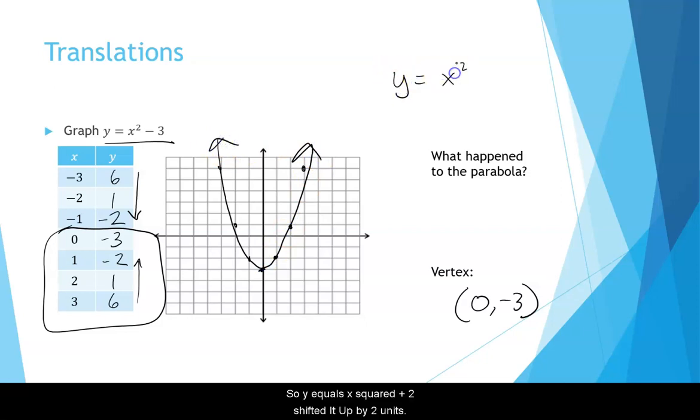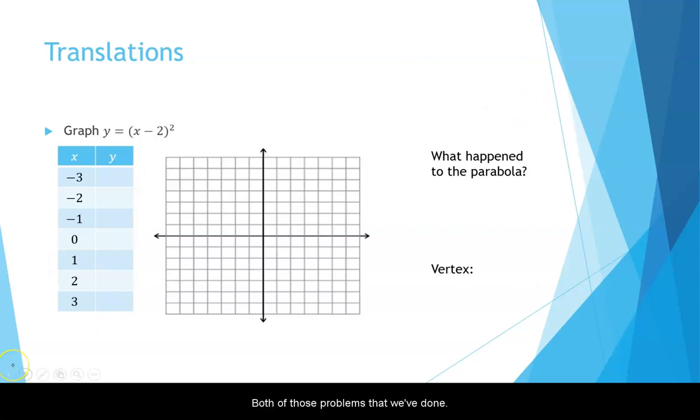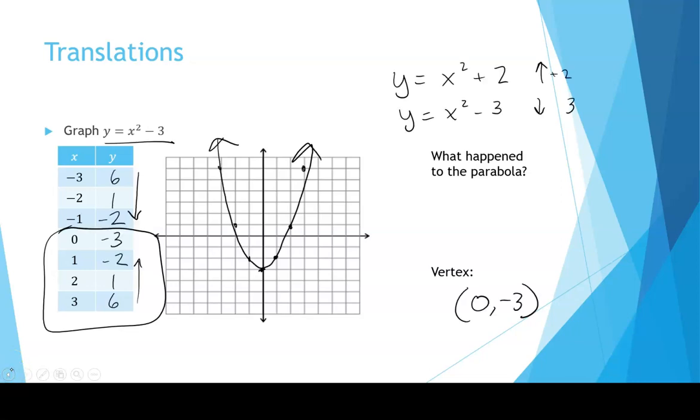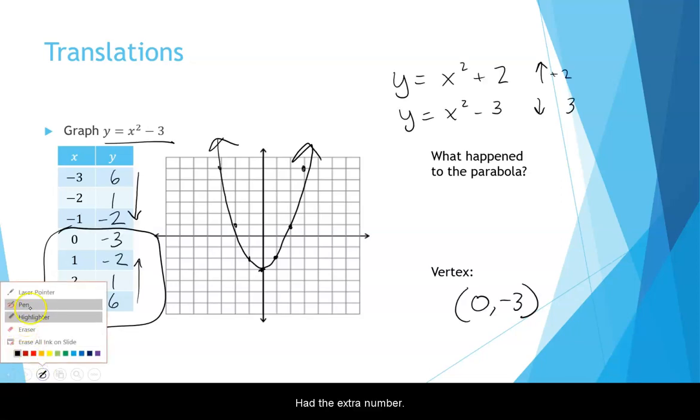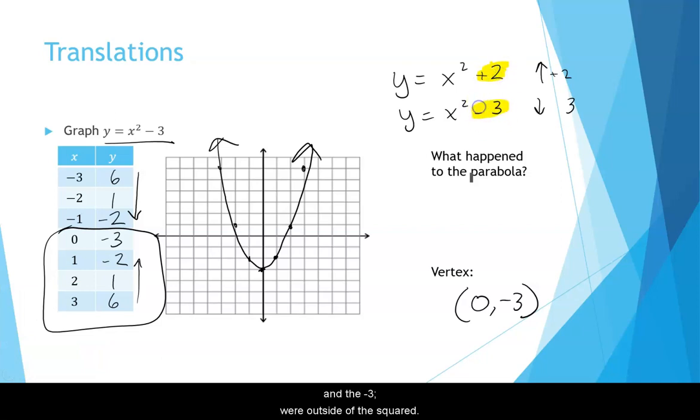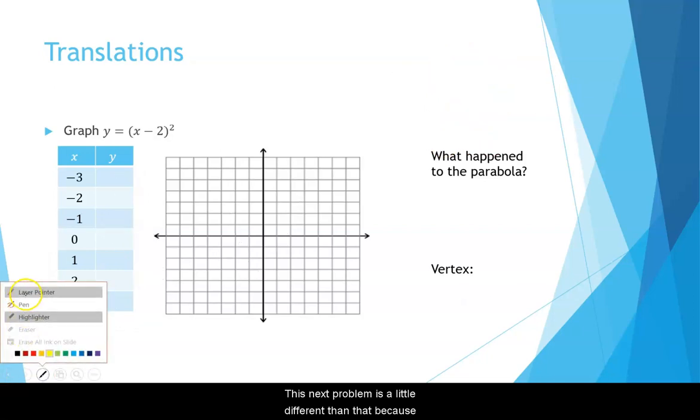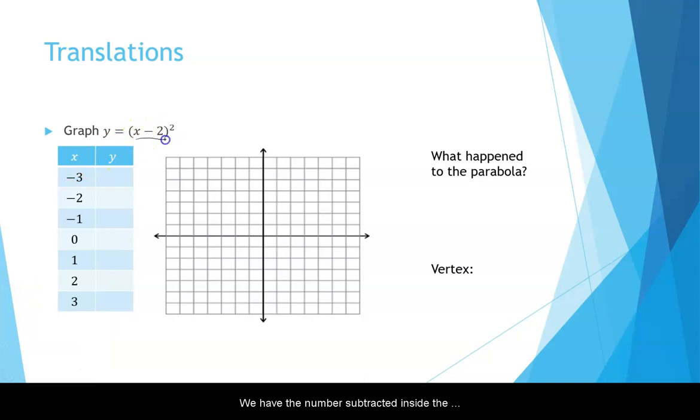So y equals x squared plus 2 shifted it up by 2 units. And y equals x squared minus 3 shifted it down by 3 units. Both of those problems that we've done had the extra number, the plus 2 and the minus 3, outside of the squared. So we had x squared plus 2 and x squared minus 3. This next problem is a little different than that because we have the number subtracted inside the squared. So it's in with the x.